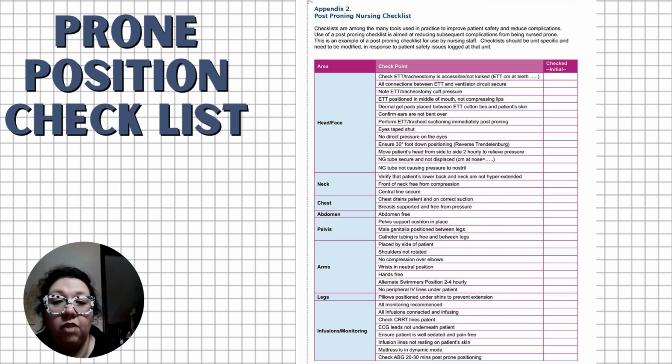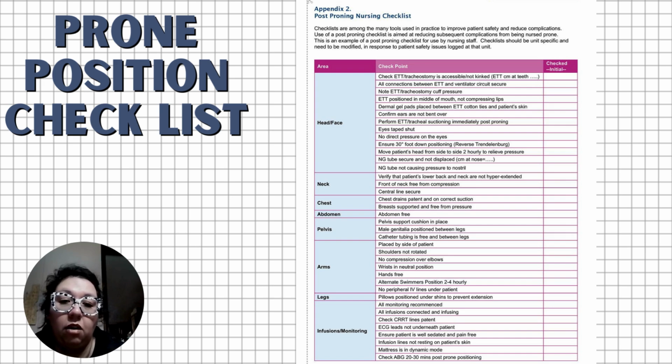Abdomen: the abdomen has to be free, so nothing pushing on it. The pelvis: you have to put support cushions, pillows, or foams. The sides, the arms: normally for an intubated patient, the patient's arms are tied down. So during this time, every 2 to 4 hours, the patient's arms are put in a swimmer's position, where the opposite hand is up almost above their head and one is hanging lower. And then those are alternated.